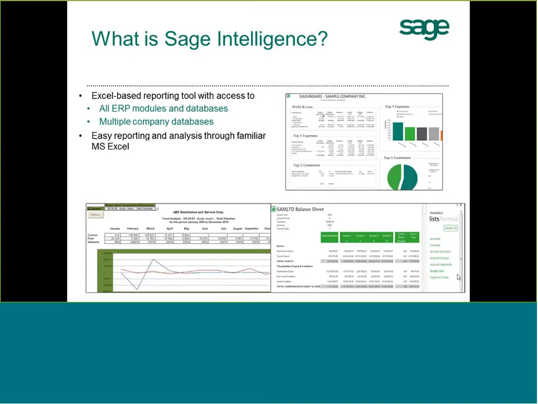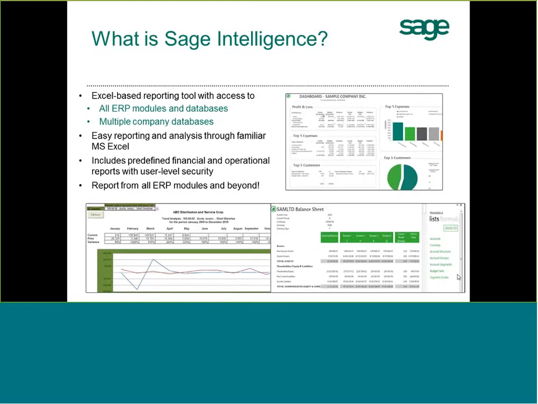We also have the ability to use, create, and run financial and operational reports from the predefined reports that are shipped with Sage Intelligence. Sage Intelligence can not only connect to your Sage ERP, but can also connect to other databases. Our predefined financial and operational reports will enable you to review and analyze your data, both from a financial perspective as well as, say, a purchasing or inventory perspective.